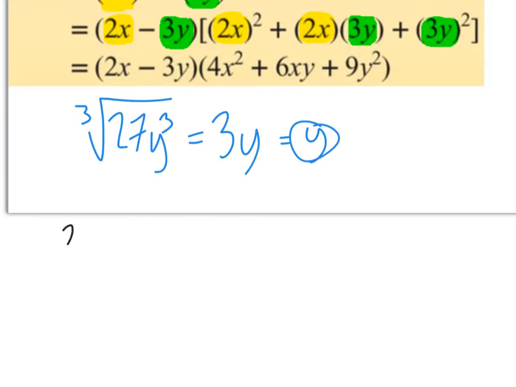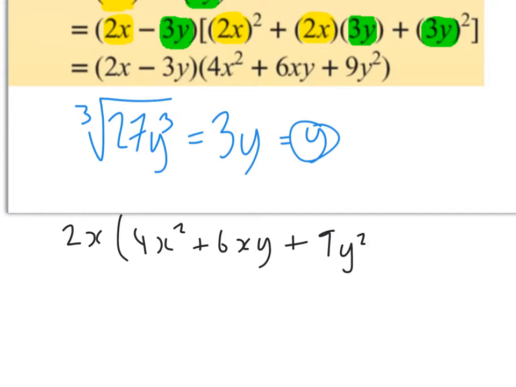So we have 2x multiplied by 4x squared plus 6xy plus 9y squared. And I'll work that part out first. So I'm doing 2x multiplied by 4x squared, and 2x multiplied by 6xy, and 2x multiplied by 9y squared. And then afterwards I'll multiply in the minus 3y.